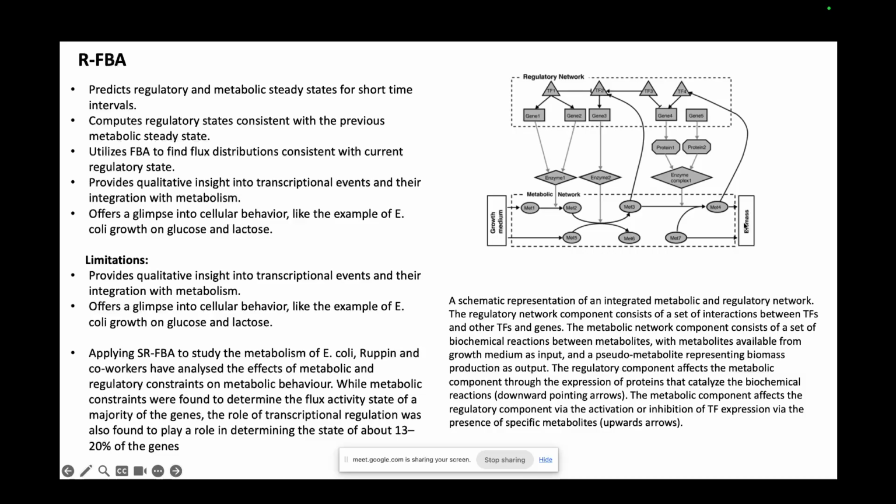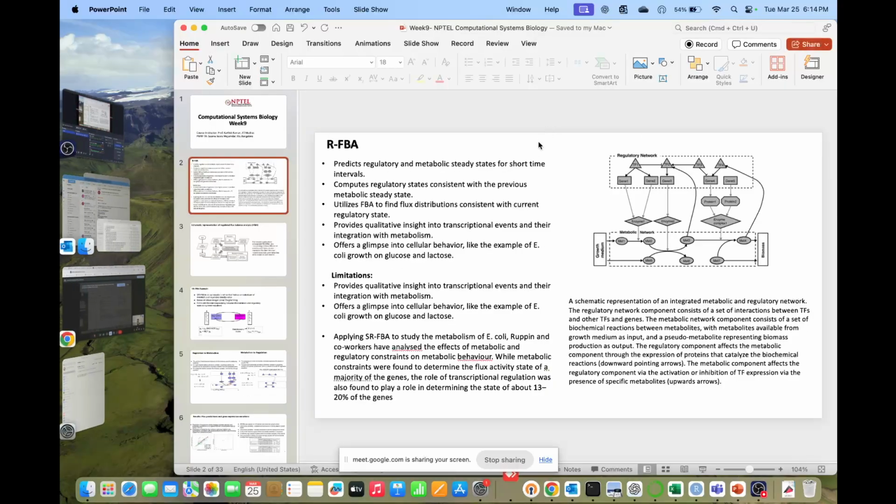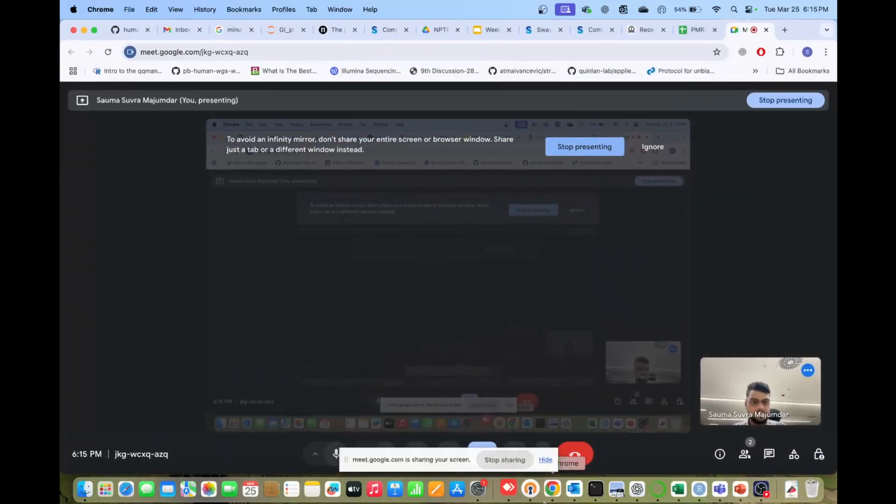And so this is a schematic. On the right is a schematic representation of an integrated regulatory and metabolic network. On the lower panel you have the metabolic network. On the upper panel you have the gene regulatory network of various transcription factors and genes getting controlled, the expression getting controlled by different factors.